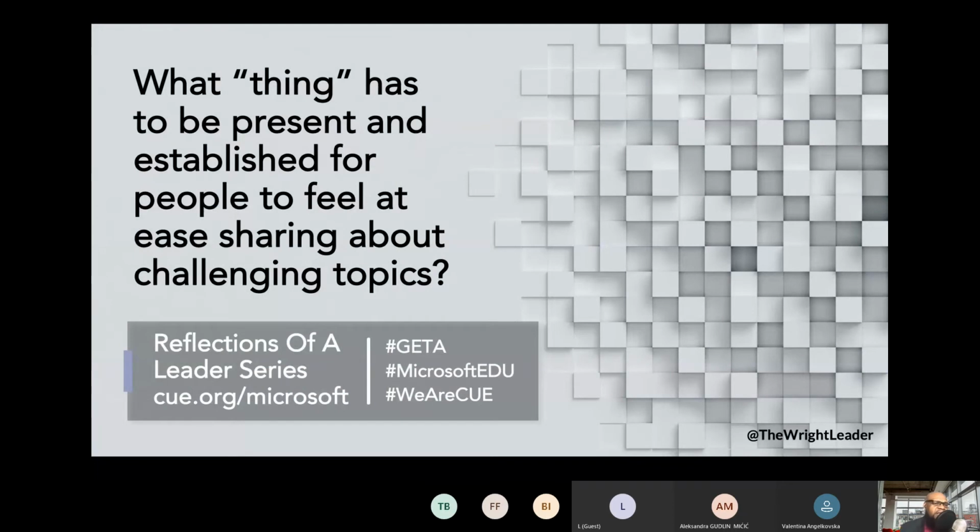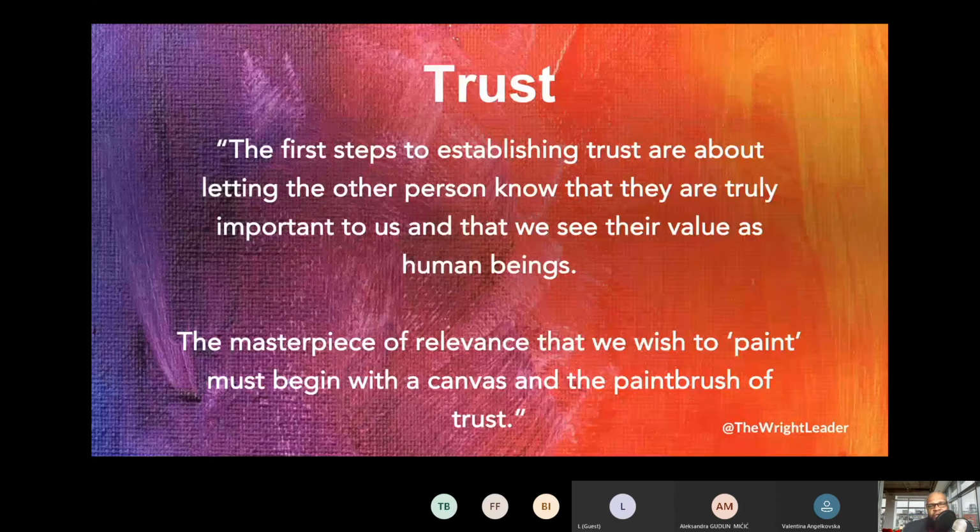What thing has to be present and established for people to feel at ease sharing about challenging topics? Well, if you've been with me before, you know that I've shared this one quite a bit this summer in different spaces, and it's really about trust. We all agree that trust is important, but maybe one of the things that we don't think about or speak to as much is how do I start to build trust? What are some specific steps? What are some specific things that I can do to facilitate trust?